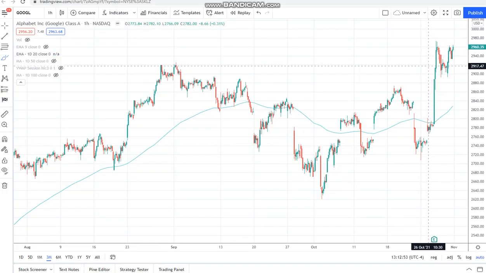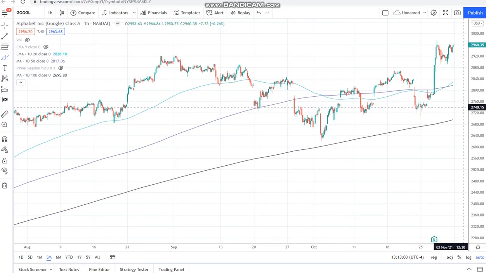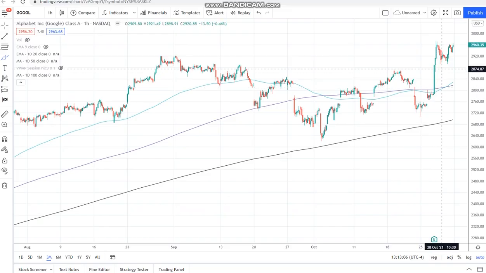It's a so-called major uptrend, right? Next, I'll put my MA 50. It is also above the MA 50. I'll put my MA 100. It's also above. All three lines are below the current price, so this is definitely an uptrend stock, right?